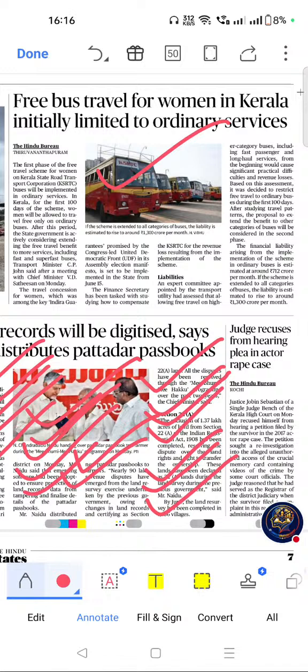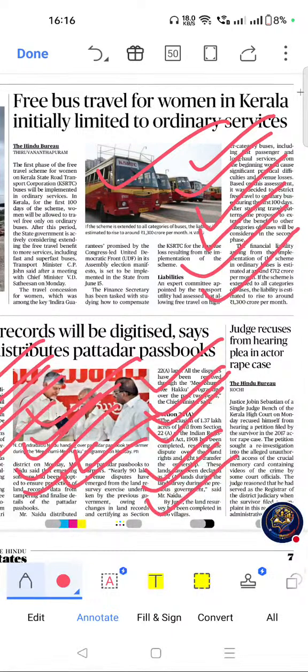Free bus travel for women in Kerala, initially limited to ordinary services. If you see the importance of this topic, women empowerment is a major UPSC theme. Welfare schemes frequently appear in your exams. Important example of gender sensitive public policy. Questions have appeared on this topic like women empowerment, welfare policies, and inclusive development.